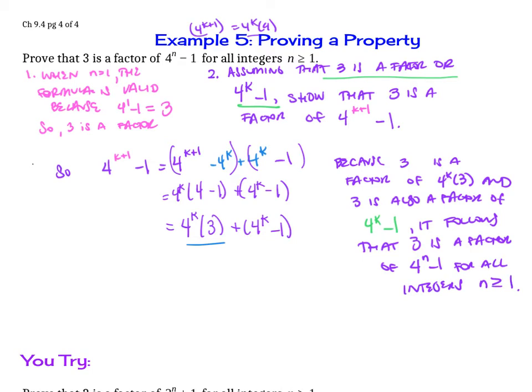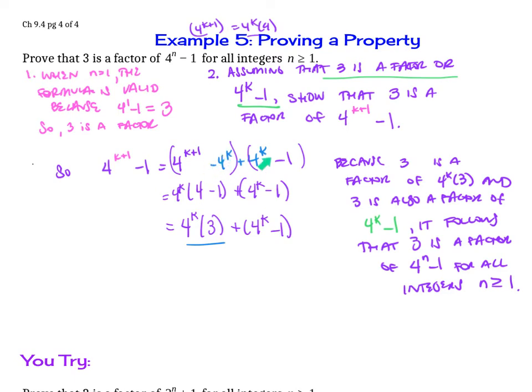Okay, so really you're drawing this big line here. First we plugged in n equals 1, and then we said that, oh yes, we do get a factor of 3 here. So that's true. Now we're going to assume that 3 is a factor of 4^k minus 1. We're going to show that 3 is a factor of 4^(k+1) minus 1, right? And we did that work here, and look, we did prove it.